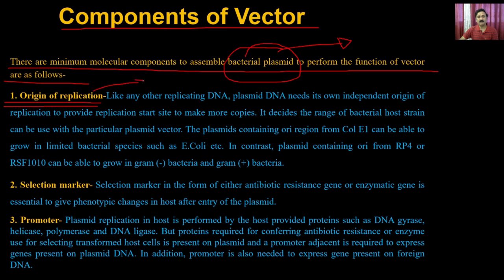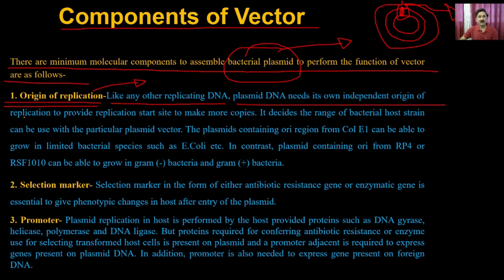What is meant by origin of replication is that in a bacterial plasmid or the bacterial chromosome, replication starts from one end, continues like this, and goes to completion. This place from where the replication starts is called the origin of replication, or the ORI. Like any other replicating DNA, the plasmid DNA needs its own independent origin of replication to provide the replication start site to make copies. It decides the range of bacterial host strains that can be used for a particular plasmid vector.